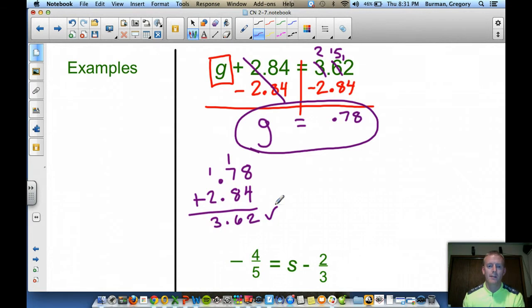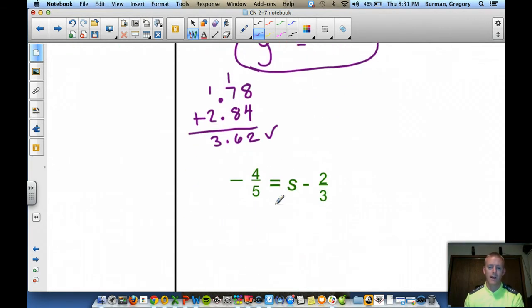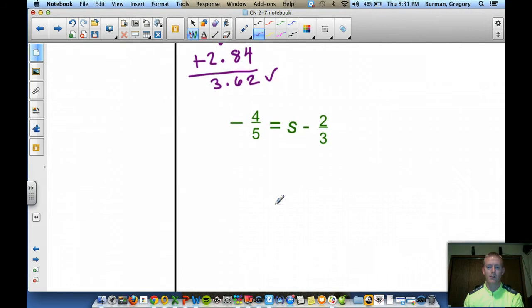Okay, so that's the process for solving these equations. It's no different than what we did before, except for now we're doing it with decimals and fractions. So speaking of fractions, here's one with fractions. So again, we're looking at the variable s, and we're trying to get rid of things that are happening to s. So happening to s is a minus 2/3. So to undo a minus 2/3, we have to add 2/3 to both sides.